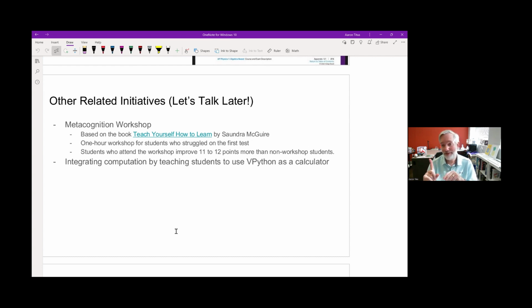If there's one thing I could tell everyone, other than Matter and Interactions, that has the biggest impact in teaching that I've ever seen, it's this book. It's a book written for students. It's short, easy to read, and it is life-changing for students if they implement these suggestions. I did a 1 hour workshop, and I had 140 students come to my workshop last week. I now have 2 semesters of data, and students who attend the workshop improve 11 to 12 points more than non-workshop students.